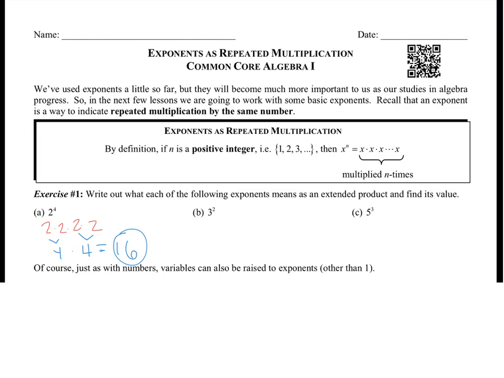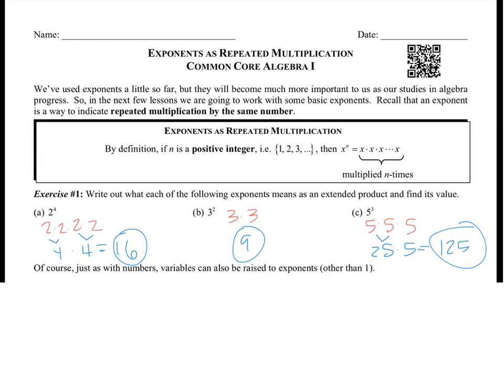The next one, 3 squared, which means 3 times itself twice, which makes 9. And the last one is 5 times itself 3 times. So 5 times 5 is 25. 25 times 5 is the same thing as how many cents it would be if you had 5 quarters? Well, that would be 125 cents.